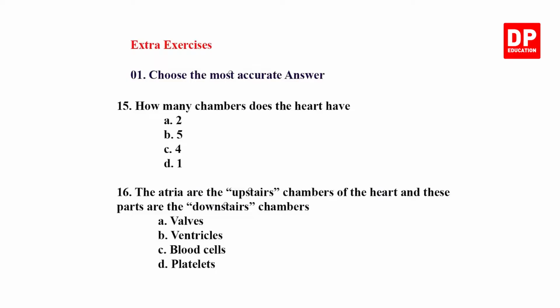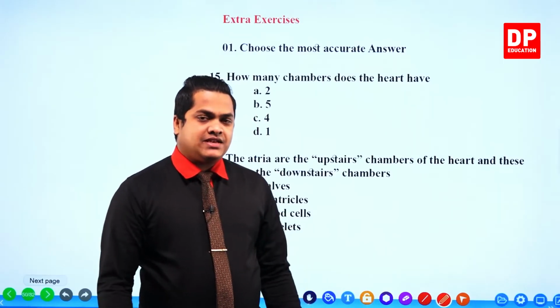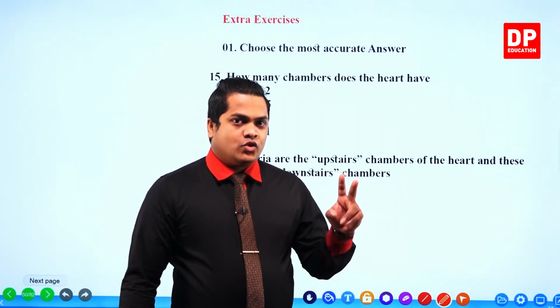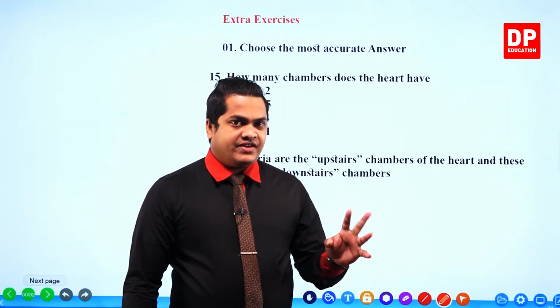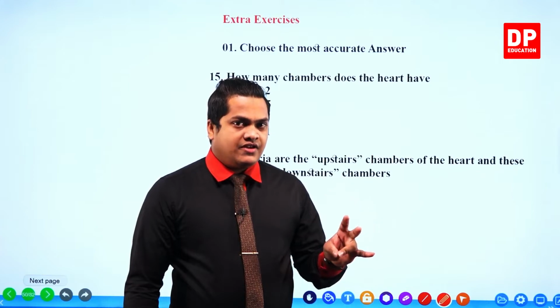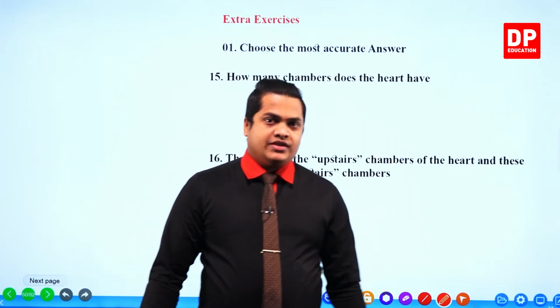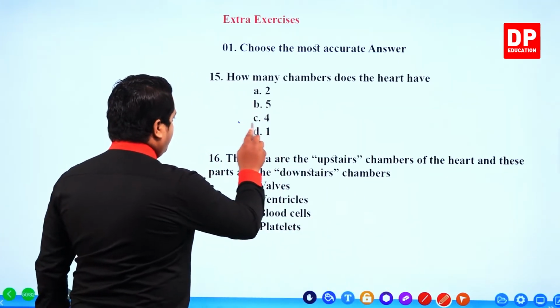Then the next one. How many chambers does the heart have? How many chambers are there? 2 ventricles and 2 auricles. Left ventricle, right ventricle, left auricle, right auricle. All together there are 4.